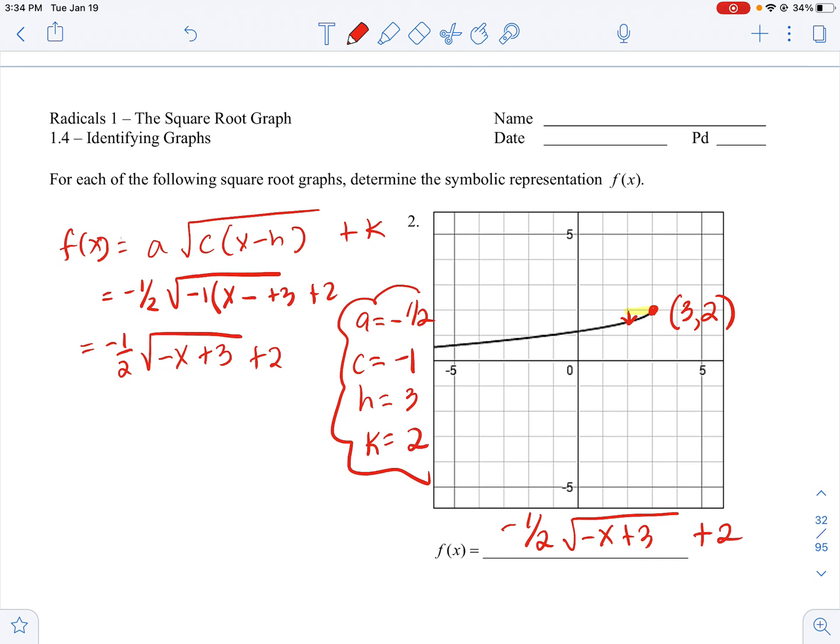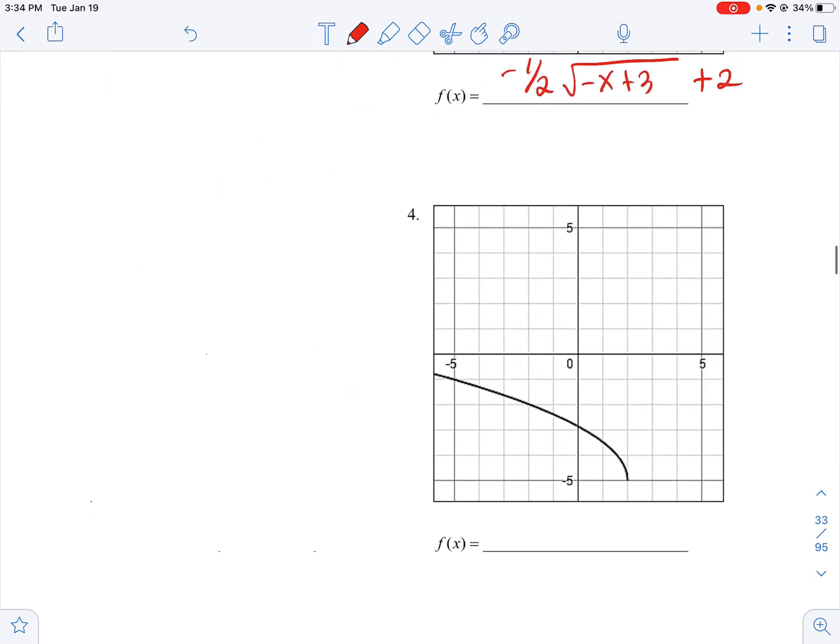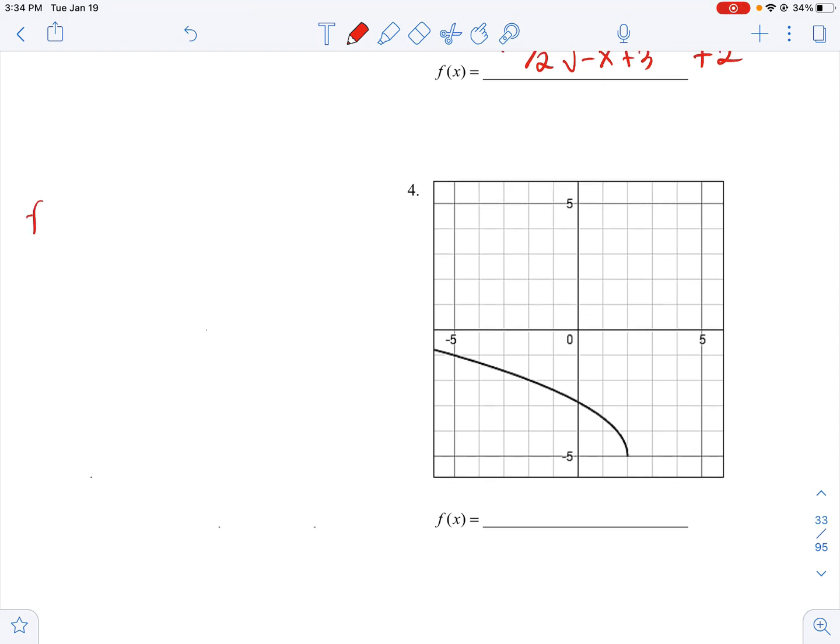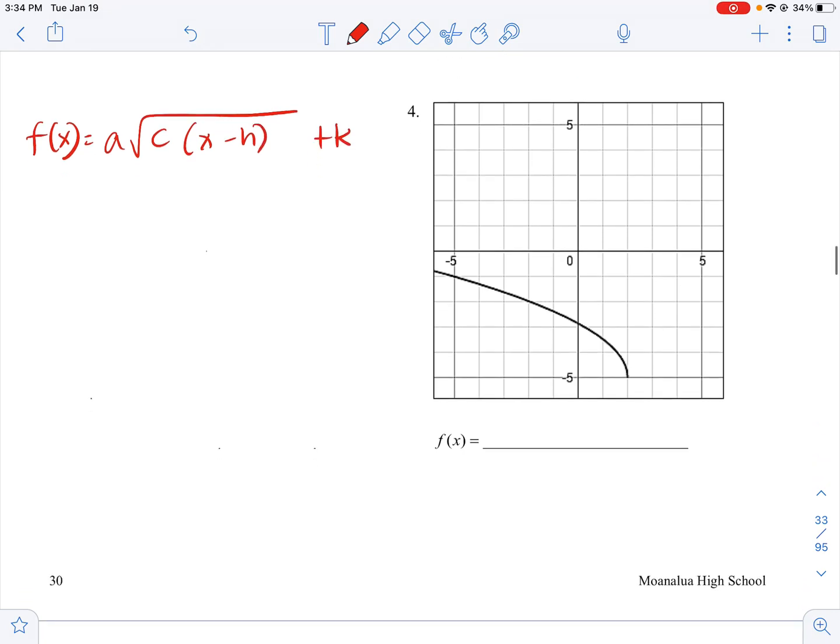Alrighty. We have here number 4, which is our last problem. We have f of x equals a square root of c x minus h plus k. And let's figure out our a, c, h, and k. Our c, it looks like our graph is traveling to the left. So we have a c of a negative 1. And this is going to be, what is this one? 2 comma negative 5. So our h is 2, our k is negative 5.